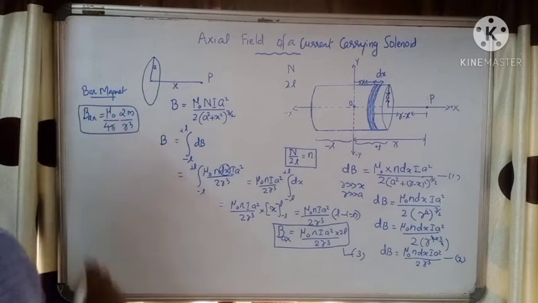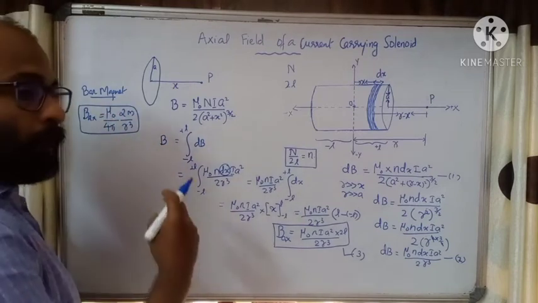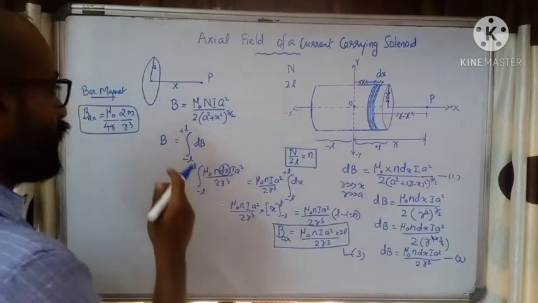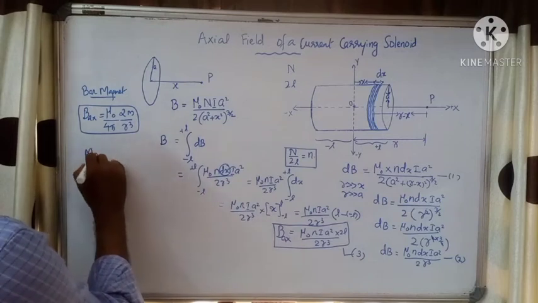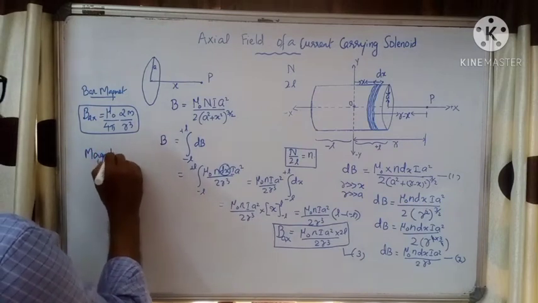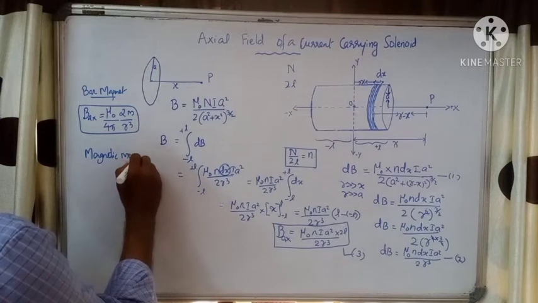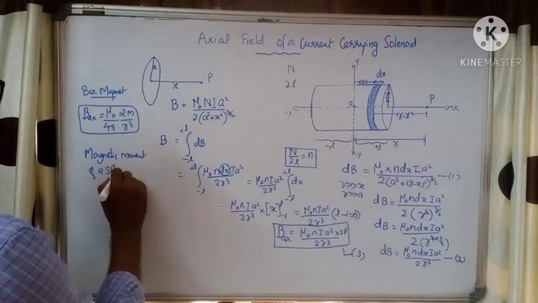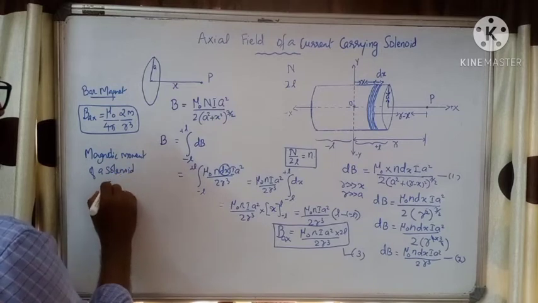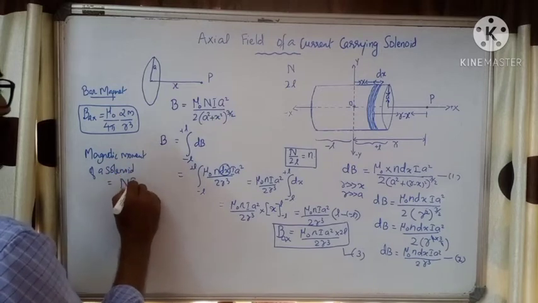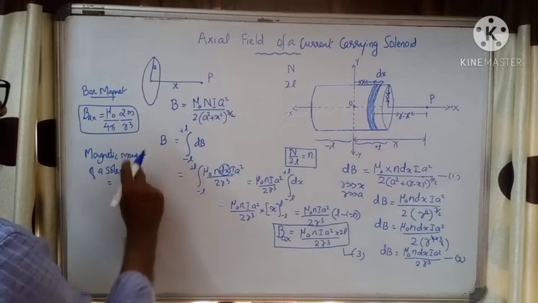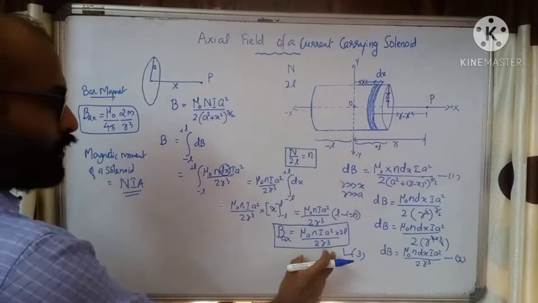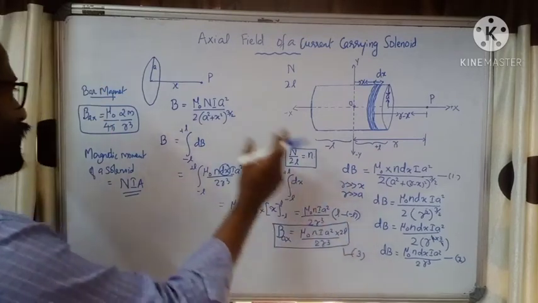Now we know the magnetic moment of a current carrying circular loop or a current carrying solenoid is given by N into I into A. That also we have seen in moving charges and magnetism. Now we need to show that this equation is identical to this equation.